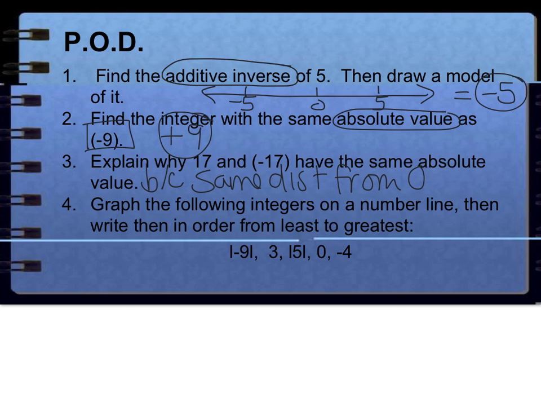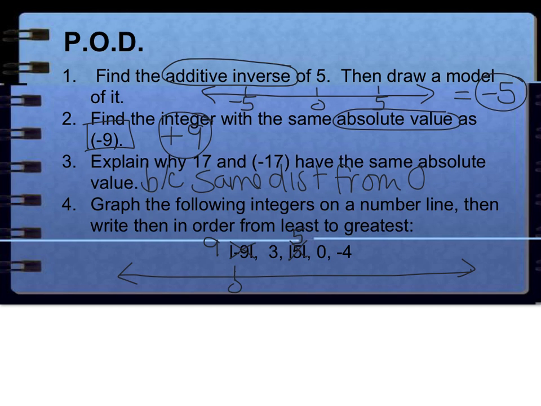Number 4, first I have to simplify. The absolute value of negative 9 is 9 because it's 9 spaces from 0. The absolute value of 5 is 5 because it's 5 spaces from 0. And then I can start graphing.